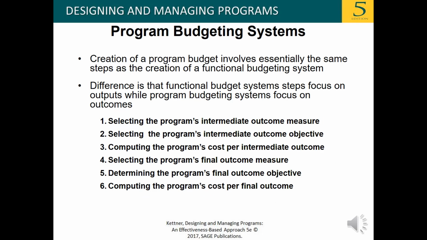Program budgeting systems. The creation of a program budget involves essentially the same steps as the creation of a functional budgeting system. The difference is that functional budget systems steps focus on outputs while program budgeting systems focus on outcomes. So here with program budgeting systems, selecting the program's intermediate outcome measure, selecting the intermediate outcome objective, selecting the intermediate outcome, selecting the final outcome measure, final outcome objective, and the cost per final outcome. So again, you see a great deal of similarity here other than just the difference between outcome versus output.